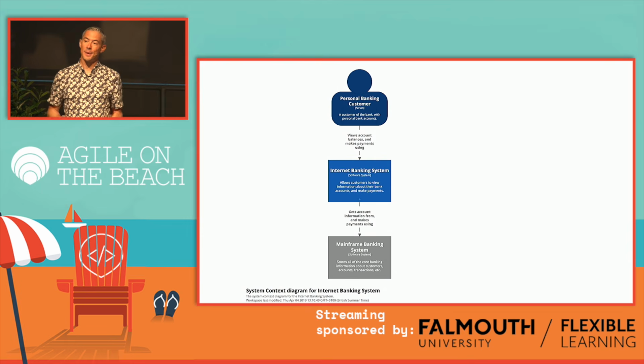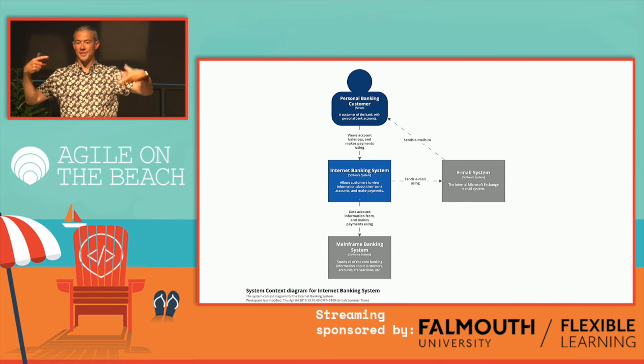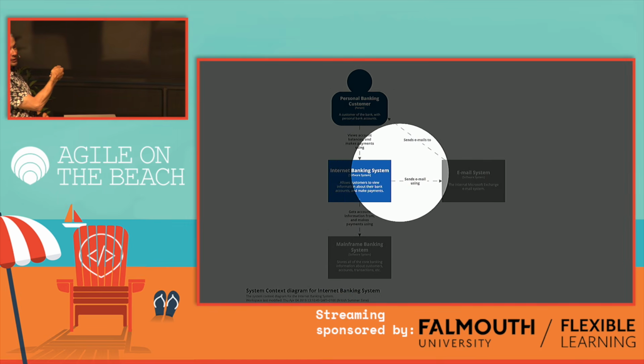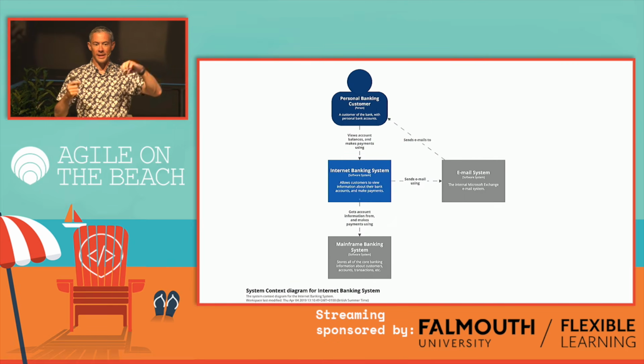Let's also imagine, for the purposes of this story, that we need to send emails to our customers. And rather than creating our own email system, we're just going to use the bank's internal email system. So that's a really nice, simple example of a system context diagram. It basically shows you that's the thing we are working on, and this is the environment, the context around it, in terms of people and other software systems.